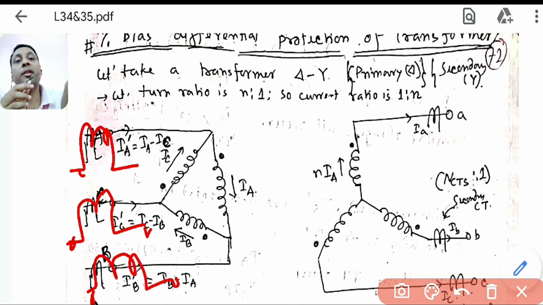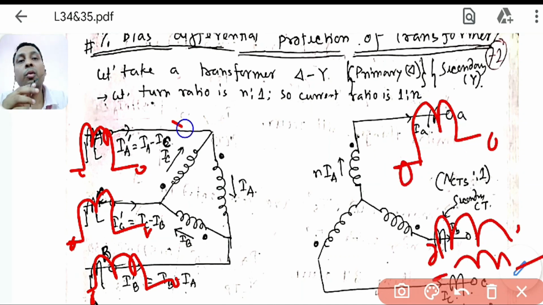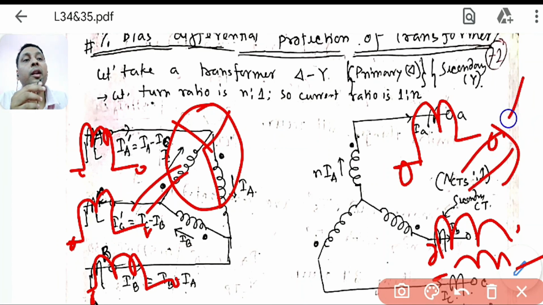These 6 terminals I have not connected. Now we have concluded in which way we will connect them. On this side we will connect these CTs in star, and these CTs we will connect in delta. We will see in the next class how these connections are physically made.